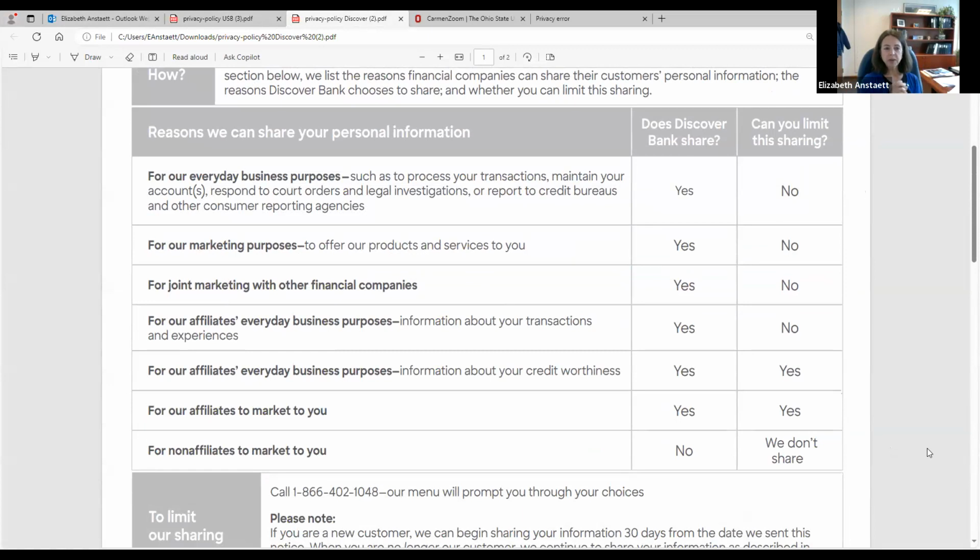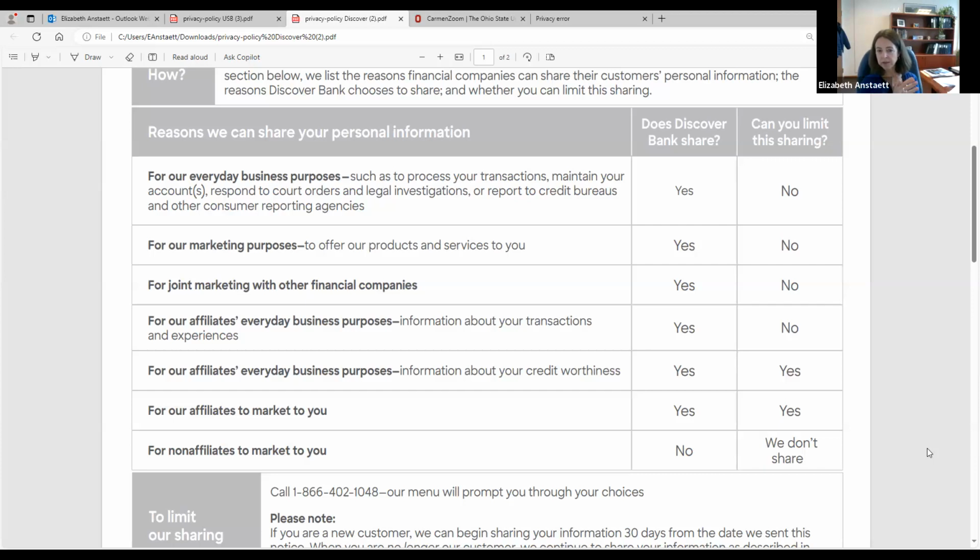Discover shares with their affiliates everyday business purposes, but this is information about your transactions and experiences. That would be your purchases and your payment history. They do share with their affiliates, as you see here, but you can't limit that. So that's considered the bank's information.